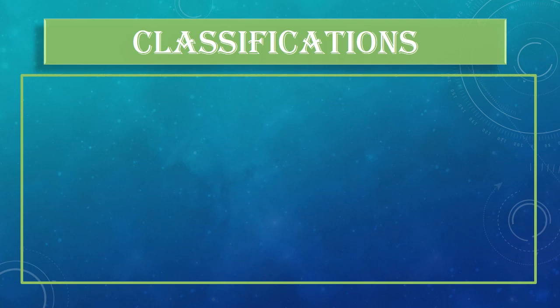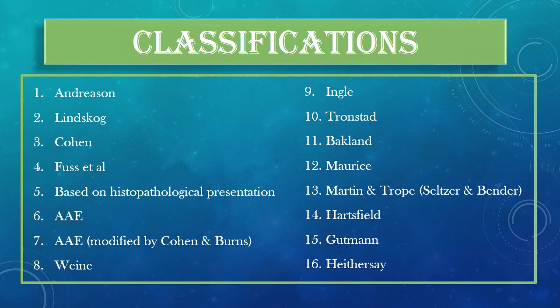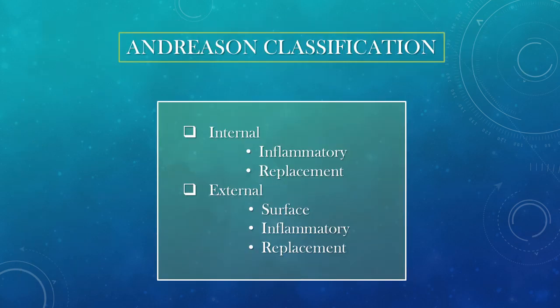There are various classifications available for resorption. The most common ones are by Engel, Cohen, Anderson, AAE, Wien, Gutman, etc. According to Anderson's classification, resorption can be classified into internal and external resorption. Internal resorption is subdivided into inflammatory and replacement resorption, whereas external consists of surface, inflammatory, and replacement resorption.